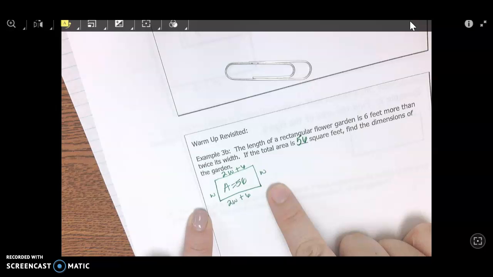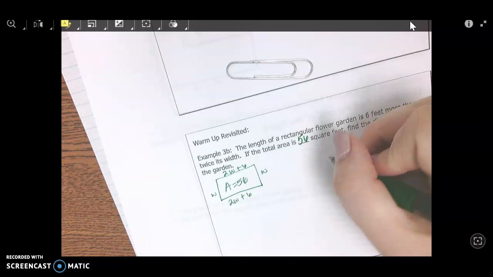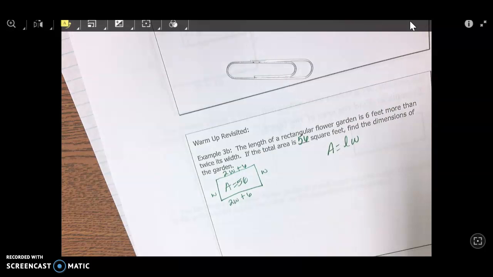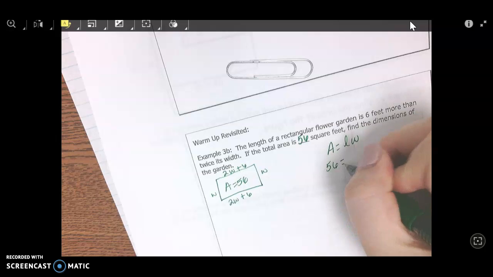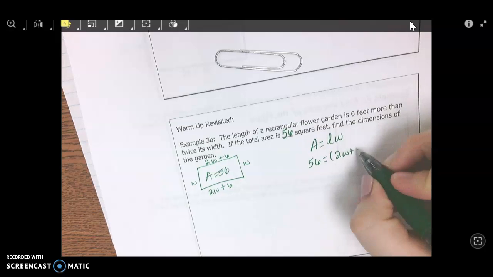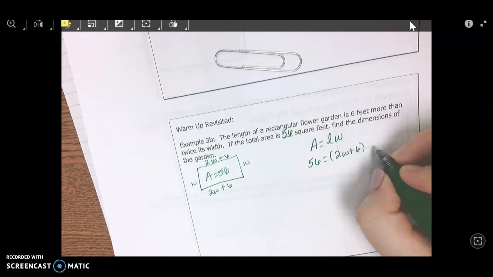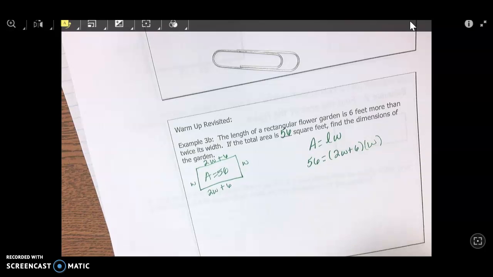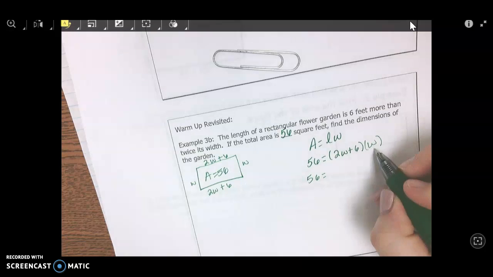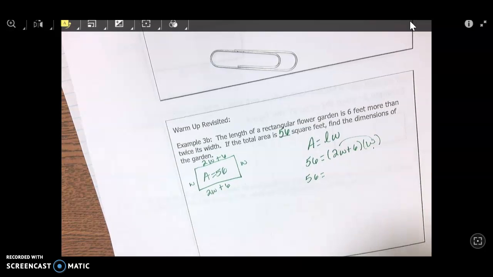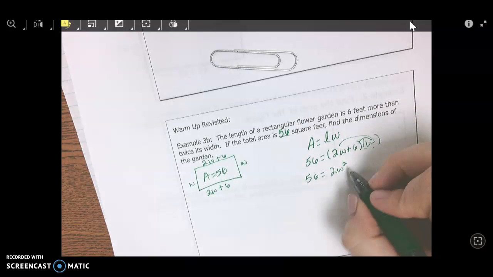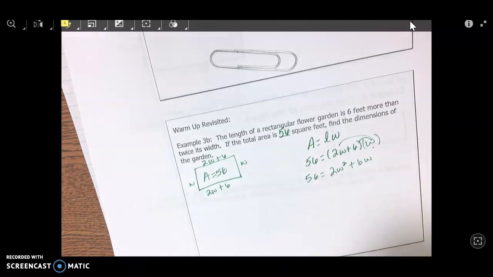How did we find area? Length times width, right? So if your area is 56, your length is 2W plus 6, and your width is just W, you have to multiply those two together. What's W times 2W? 2W squared. And then what's W times 6? 6W.